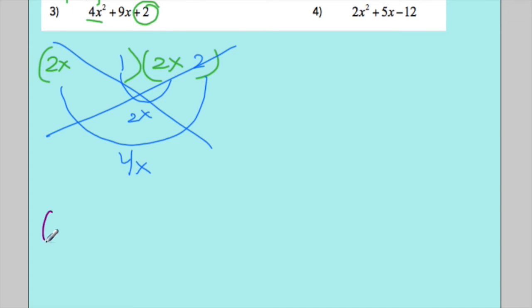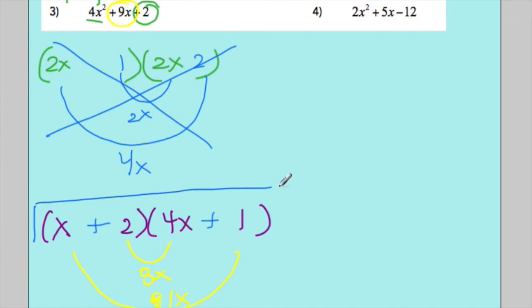So let's go ahead and try x and 4x. Okay, and once again, I take note, my front two multiply to 4x squared. Then I'm going to try 2 and 1. Multiplying those two, I get 8x. Multiplying these two, I get 1x. Using those two, can I get to 9x at all? Yes, I can. They would both have to be positive. So my answer factored is x plus 2 and 4x plus 1.